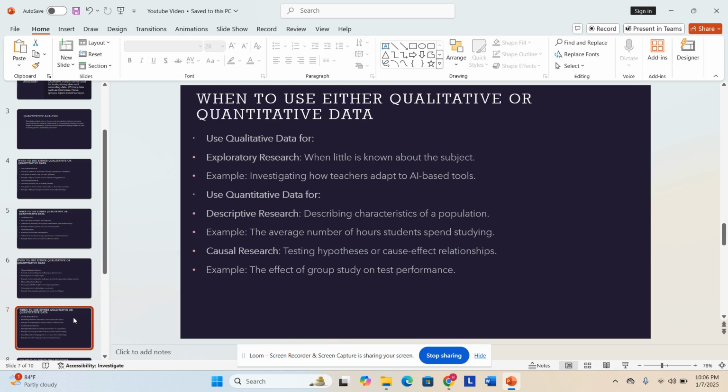For example, the average number of hours students spend studying. Right, you can use quantitative data for that. You can use quantitative data for testing hypotheses or cause-effect relationships. Actually, it's advisable that for whatever quantitative data you want to use, you are testing hypotheses.